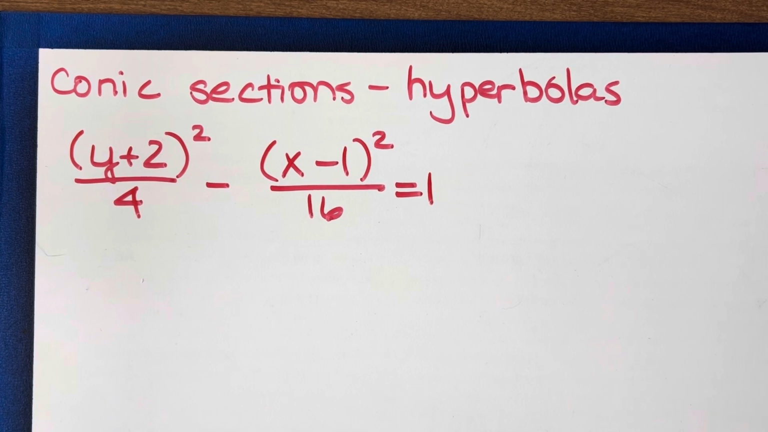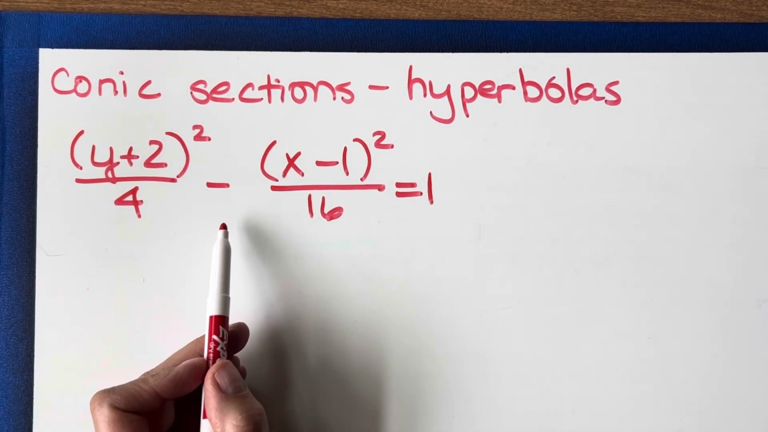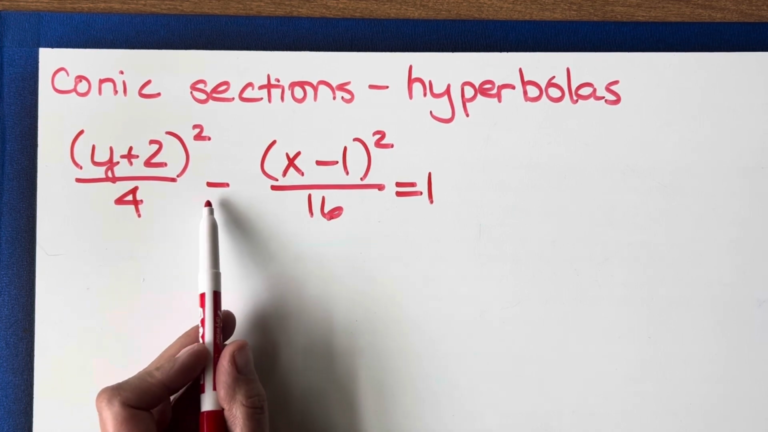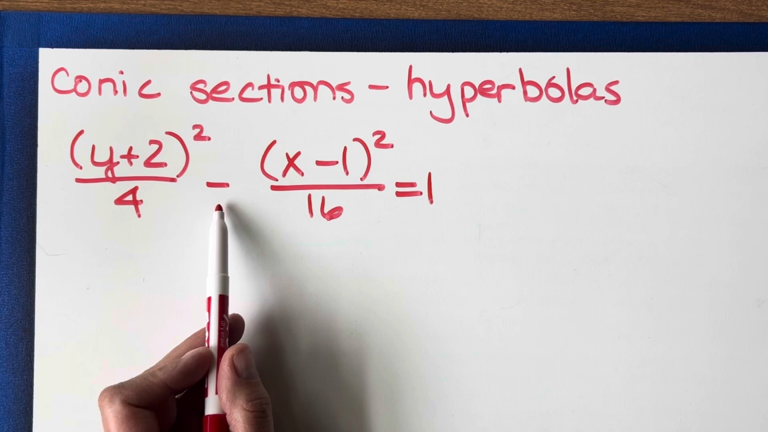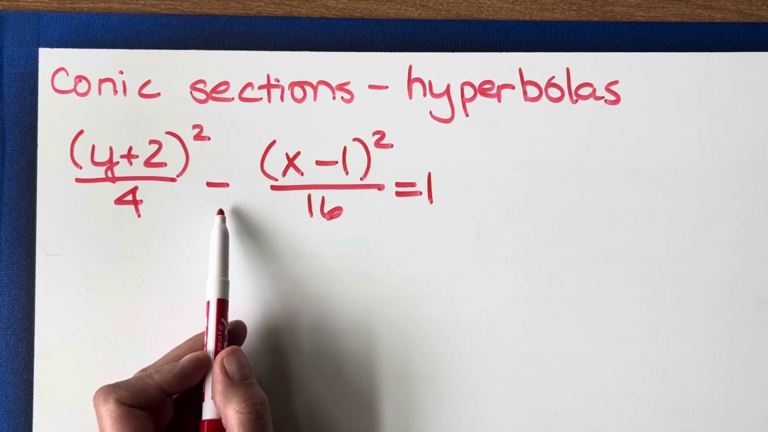Today's topic is another conic section called hyperbolas, and here is our first example. The first thing you should notice, a big difference between circles and ellipses, is that in a hyperbola, the sign between the two fractions is now subtraction. And that's your big clue when you're looking at an equation that you do have a hyperbola.